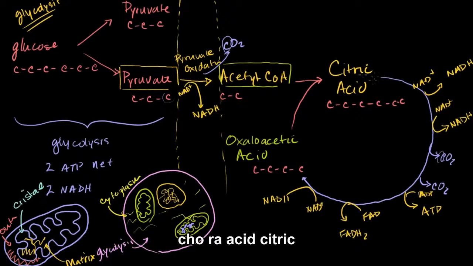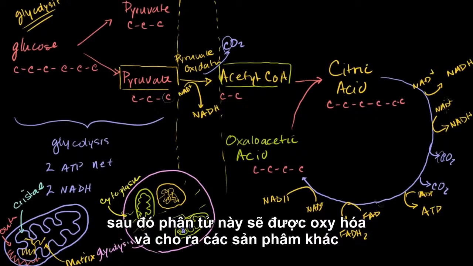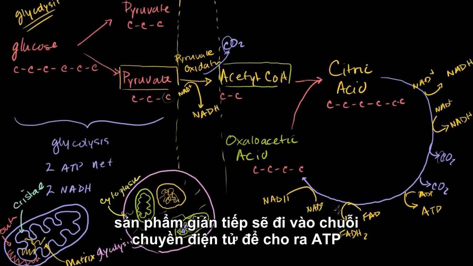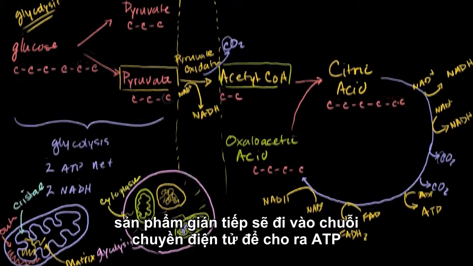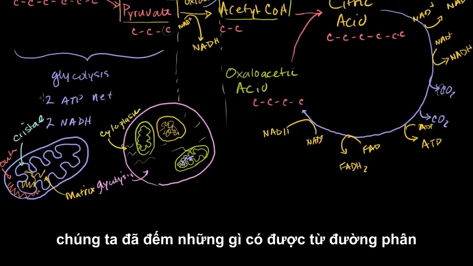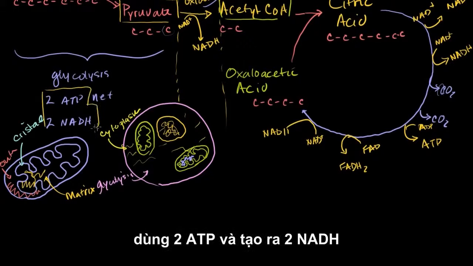acid, and then you form citric acid, which essentially gets oxidized and produces all of these things that will need to either directly produce ATP or do it indirectly in the electron transport chain. But let's account for everything that we have so far. We already accounted for the glycolysis right there. 2 net ATPs, 2 NADHs.